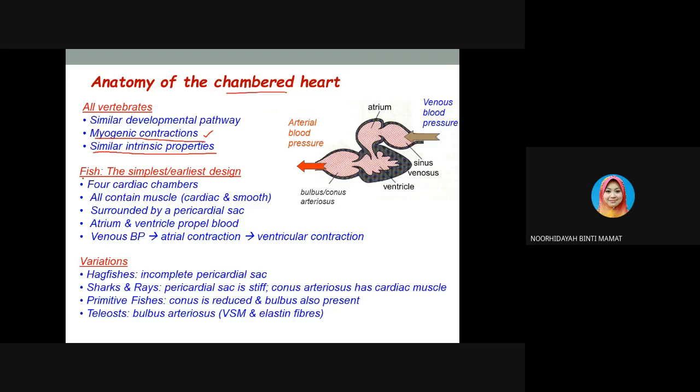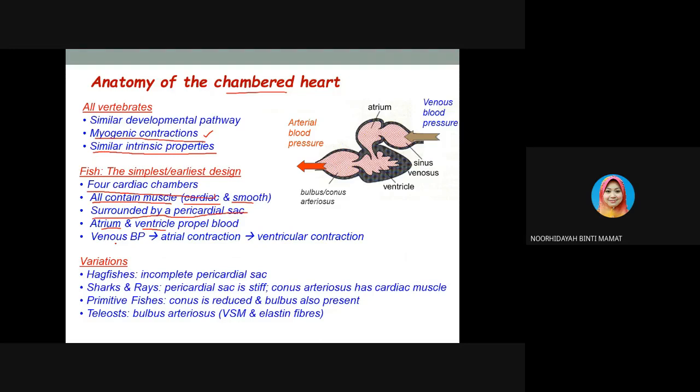In fish, the organism that has the simplest or earliest design, they have four cardiac chambers, and the heart contains cardiac muscle and smooth muscle. It is surrounded by a pericardial sac, and they have an atrium and ventricle, in order to propel the blood throughout the body, driven by venous blood pressure.